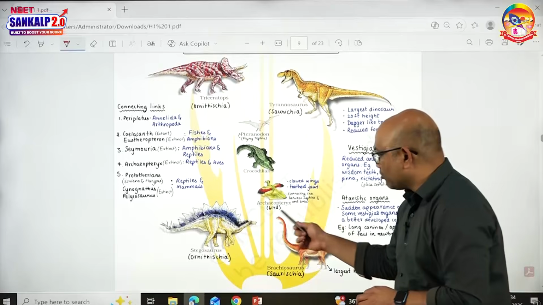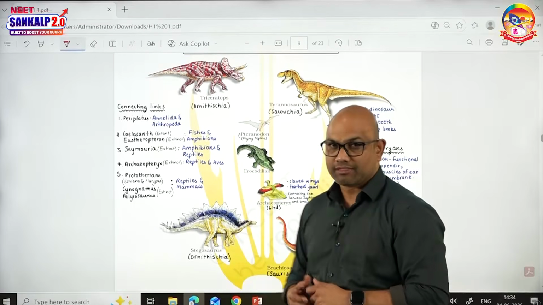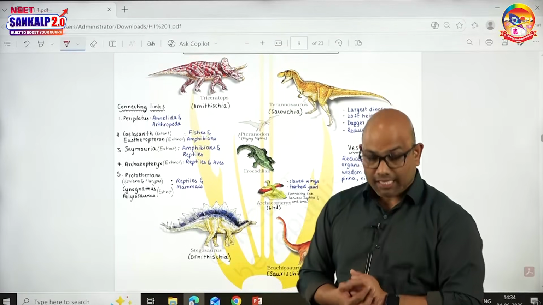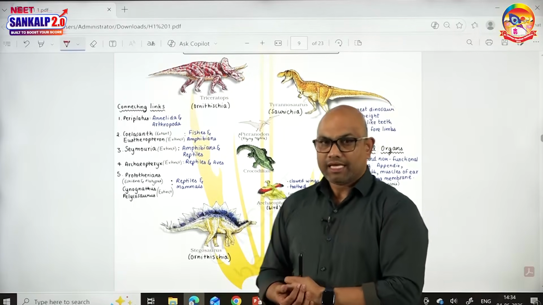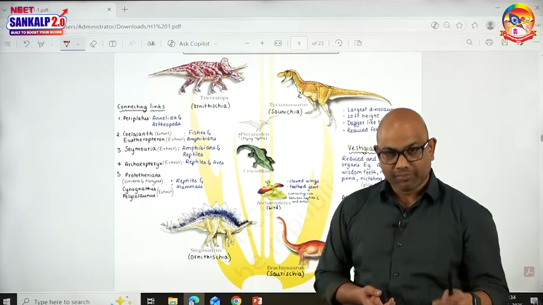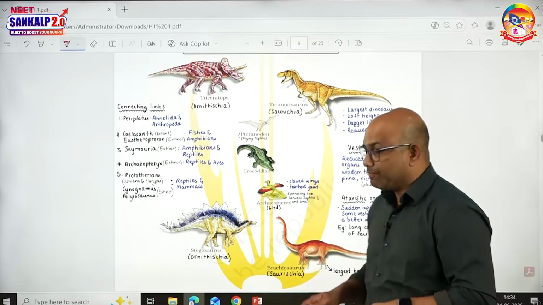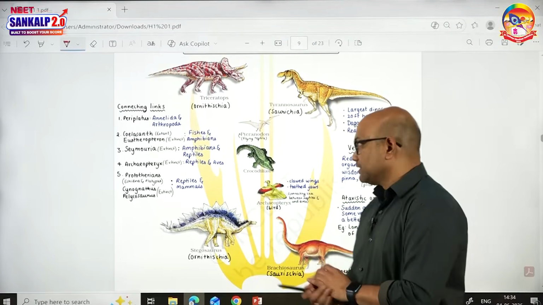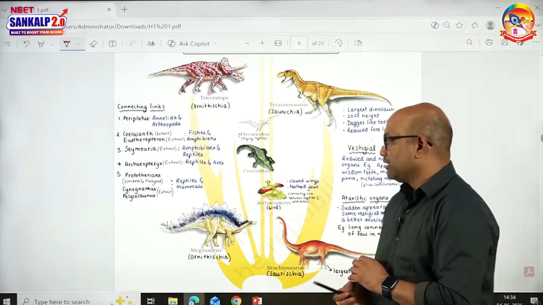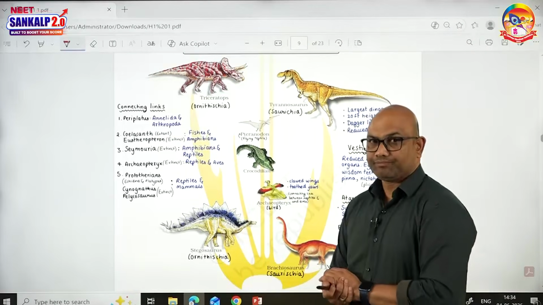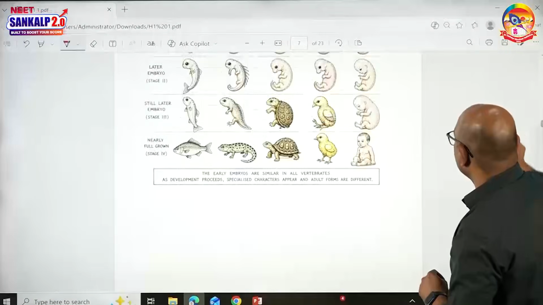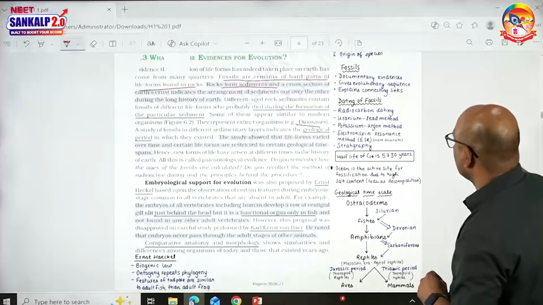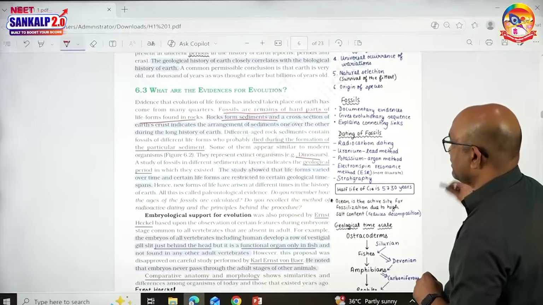And here one more organism mentioned is Archaeopteryx. The Archaeopteryx fossil shows that it has the features of both reptiles and birds. Hence Archaeopteryx, though it is a bird, is considered a connecting link between reptiles and birds. This is the interpretation from this particular chart. So, this is about evidences from paleontology, because fossils are giving the documentary evidences.